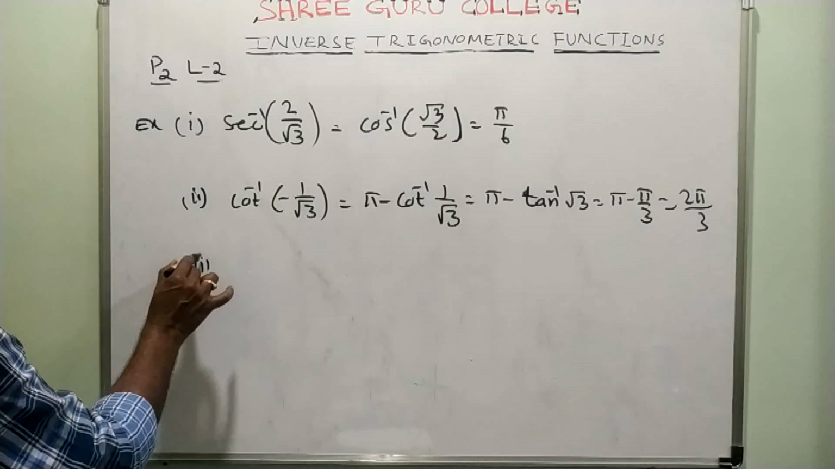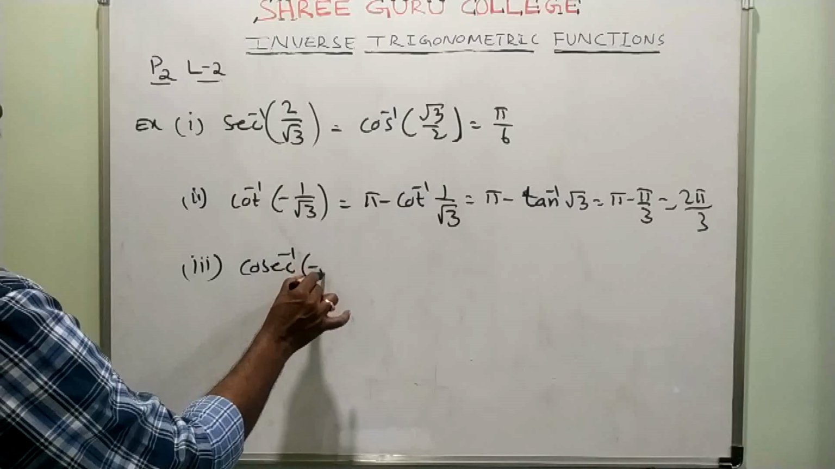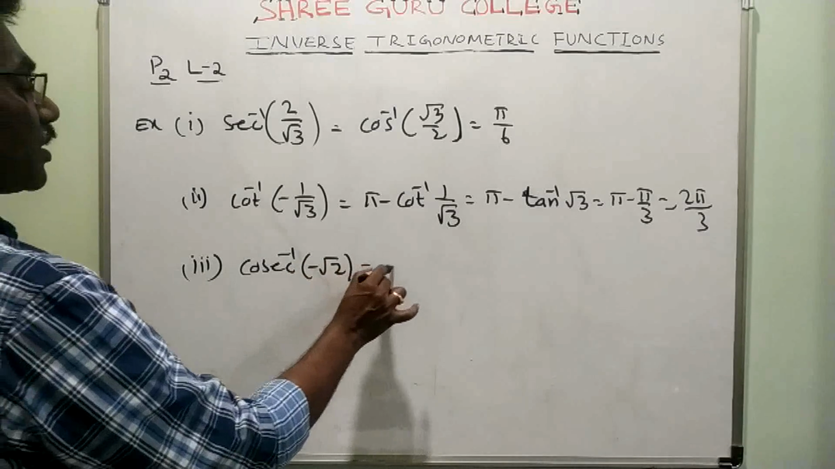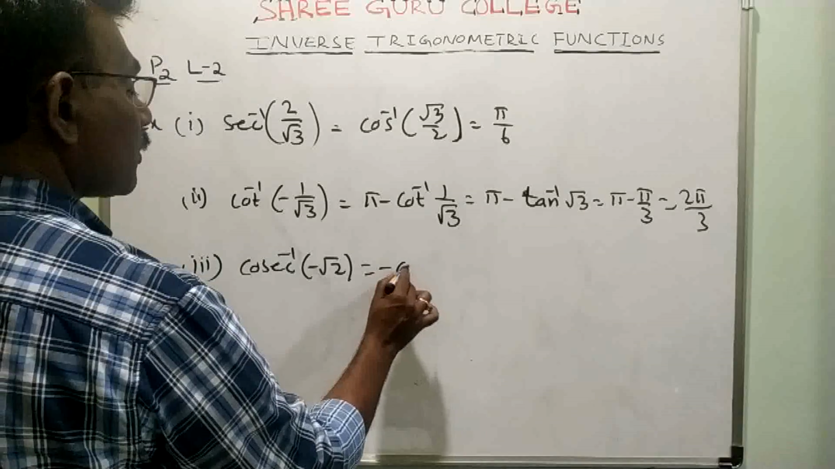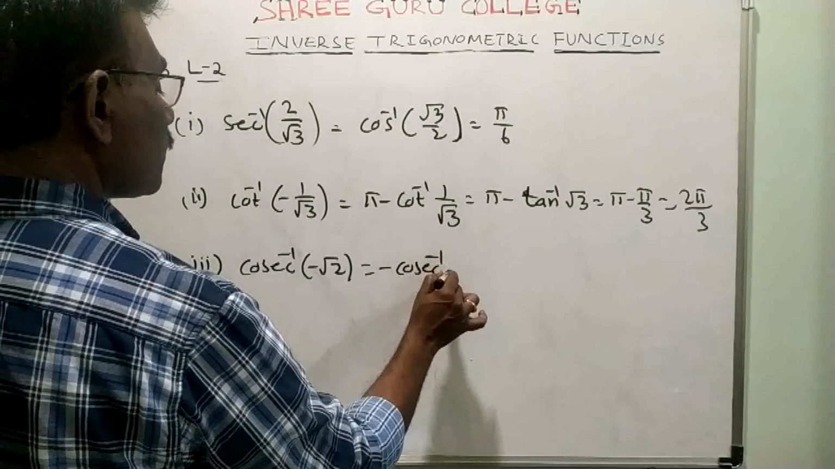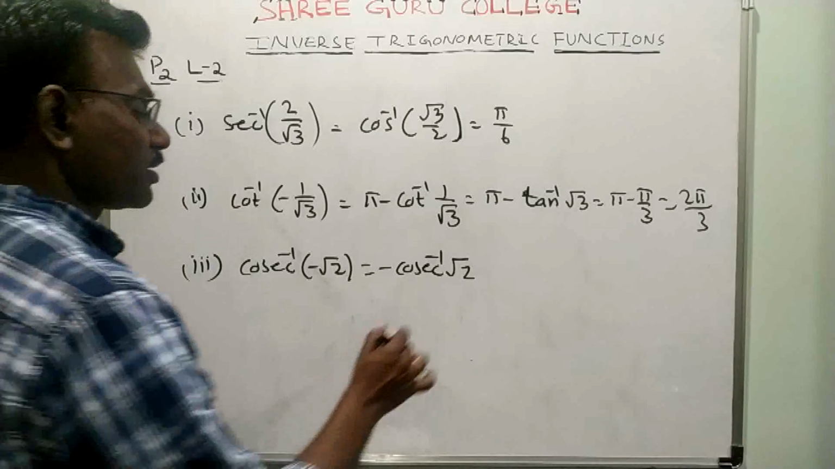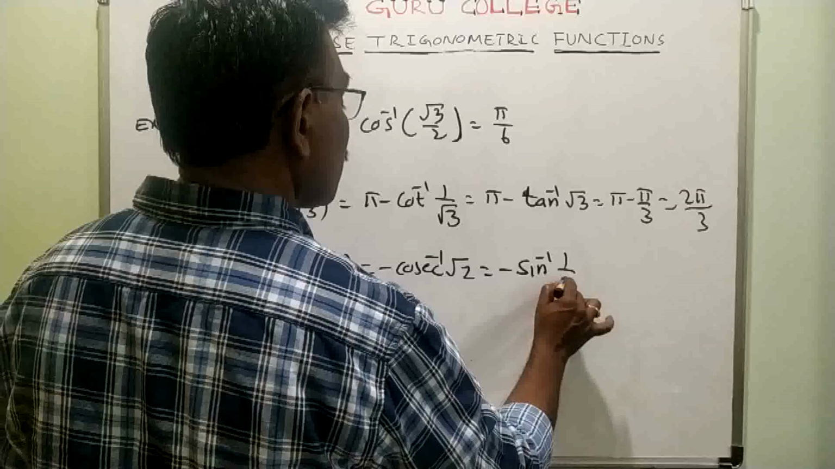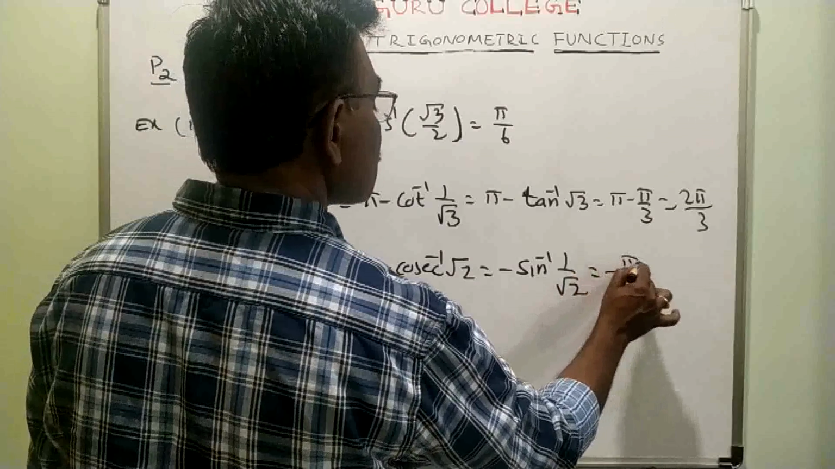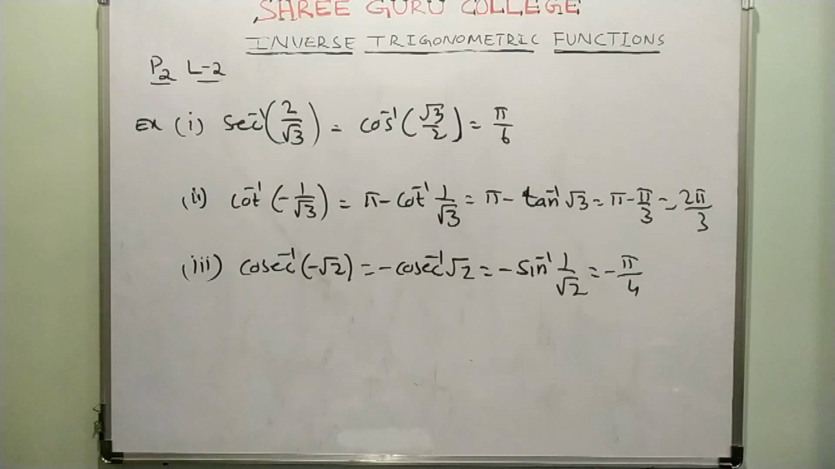Number 3, cosec inverse of minus root 2. So better first write cosec inverse of minus x as minus cosec inverse of x. Now I am taking the reciprocal: minus sin inverse of 1 by root 2, which is minus pi by 4. So these are examples.